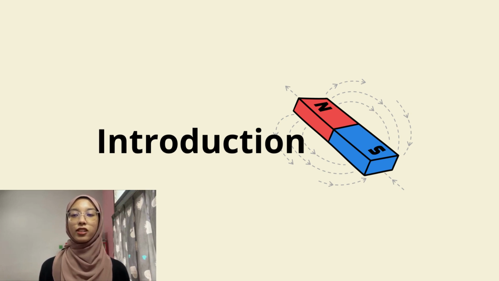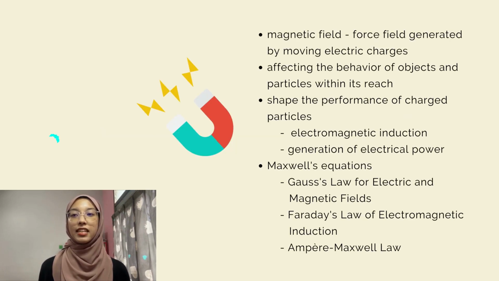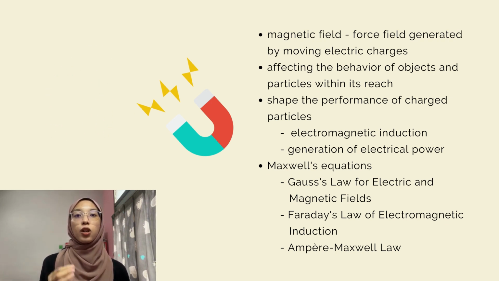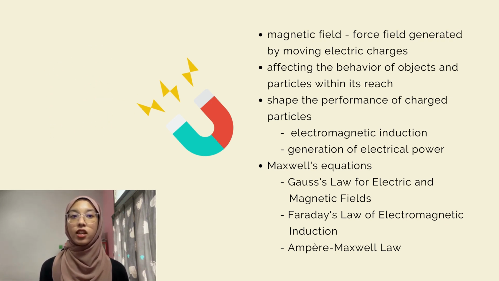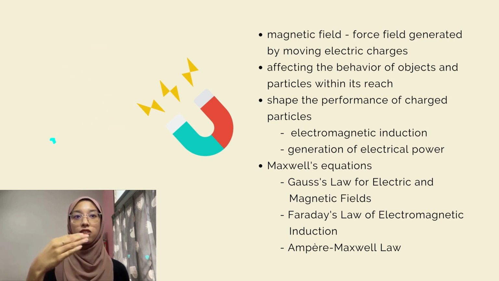Next, we will move on to the introduction of magnetic fields. Electric fields and magnetic fields are interconnected. Magnetic field is a force field generated by moving electric charges, commonly produced by magnets or electric currents. Its influence extends far and wide, affecting the behavior of objects and particles within its reach.